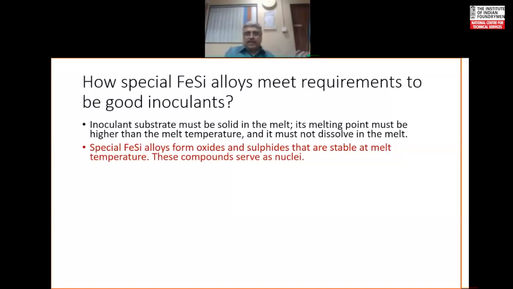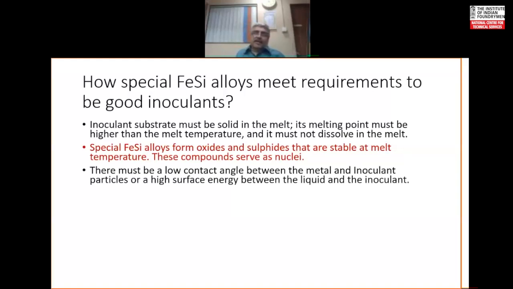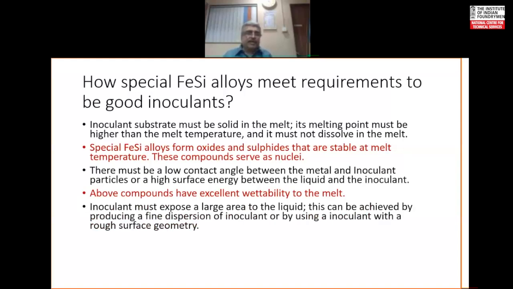In the paper which I referred to, they have given a lot more details about the free energy of formation of these oxides and sulfides and how they are in the negative region, so that formation of these nuclei is favored. Delta G is negative. There must be good wettability. There must be a low contact angle between metal and nuclear particles. So the above compounds have excellent wettability to the melt.